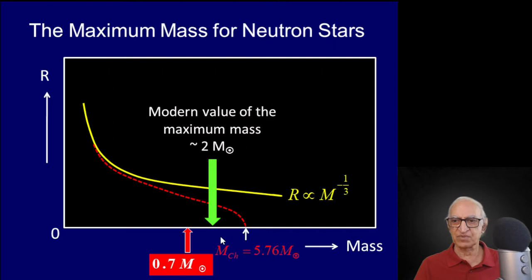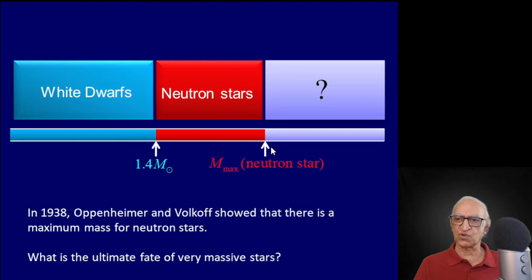According to general relativity, if the degeneracy pressure of the neutrons alone was taken into account, Oppenheimer and Volkoff concluded that the maximum mass of a neutron star will be 0.7 solar mass. But this couldn't be right. You have to take into account the nuclear repulsion contributing and therefore supporting against gravity. All I'm saying is that after 80 years, after 90 years, after Oppenheimer and Volkoff's paper of 1938, all we are able to say is that the maximum mass of a neutron star is only of the order of 2 times the mass of the sun. In 1938, Oppenheimer and Volkoff showed that there is a maximum mass for a neutron star.